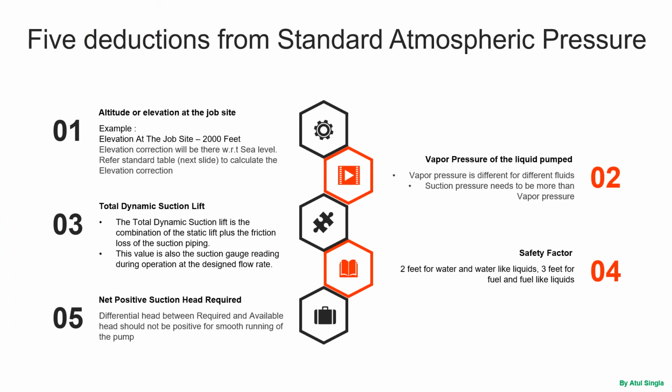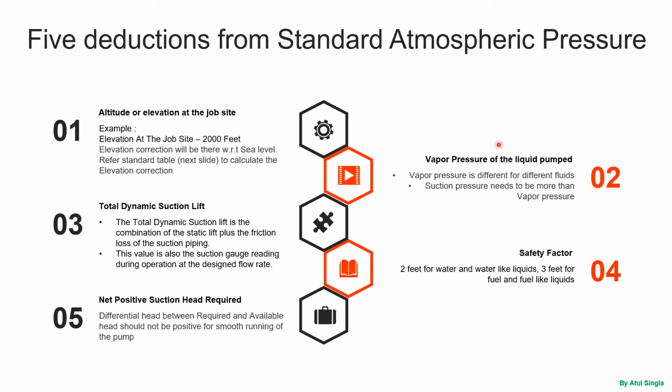Let us look at various deductions from standard atmospheric pressure to calculate the net positive suction head. There are 5 factors. First one is the altitude or the elevation at the job site. For example, the pump is located at 2000 feet elevation. There will be an elevation correction with respect to sea level. There is a standard table which we will be looking into in the next slide. That table is standard and used globally, so that we can calculate the losses because of elevation.